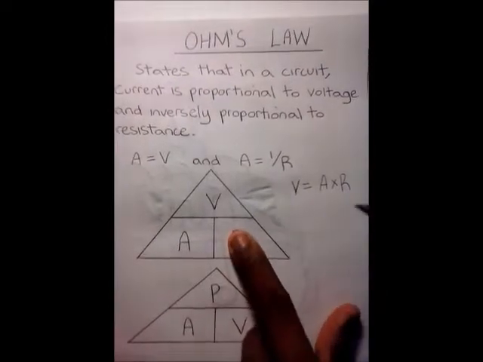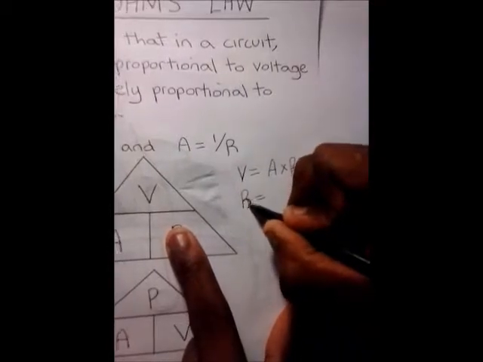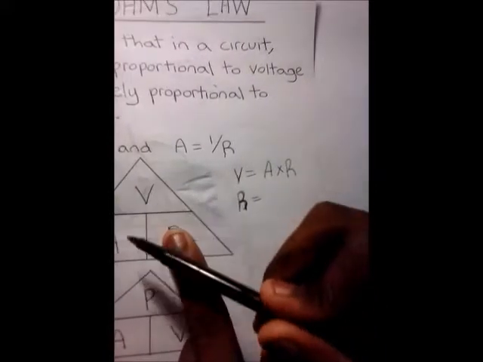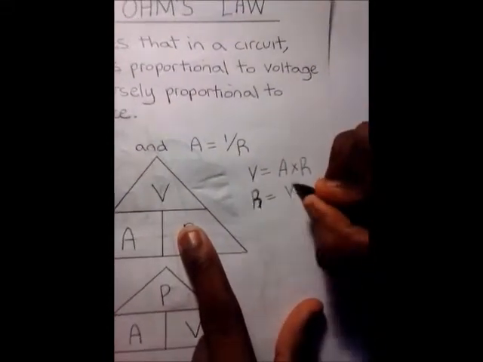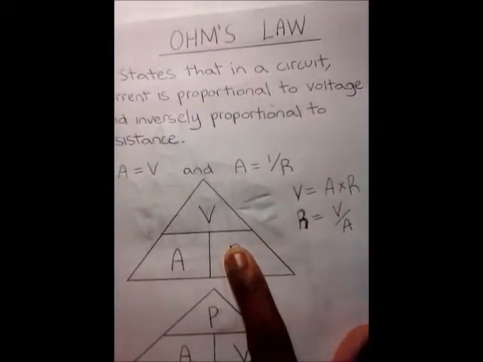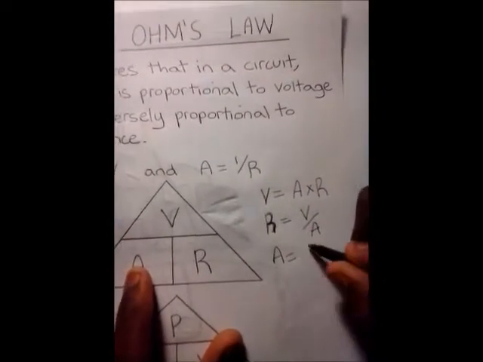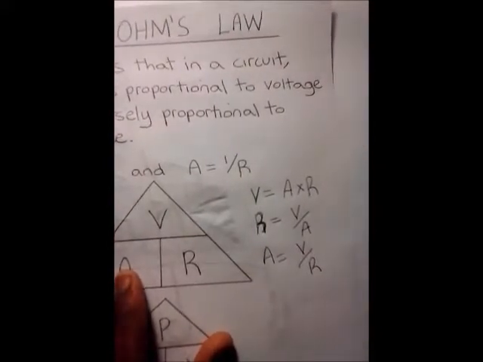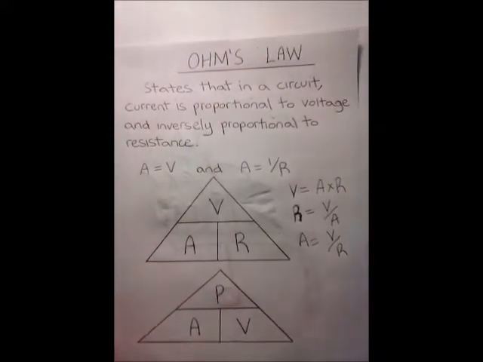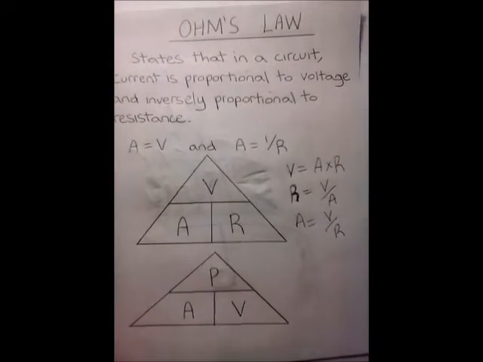If you're looking for resistance, you cover the R. That leaves us with volts divided by amps. Not rocket science, guys. If you're looking for current, it leaves us with voltage divided by resistance. Those are the formulas used for calculating either volts, resistance, or amps. It's not hard, guys.